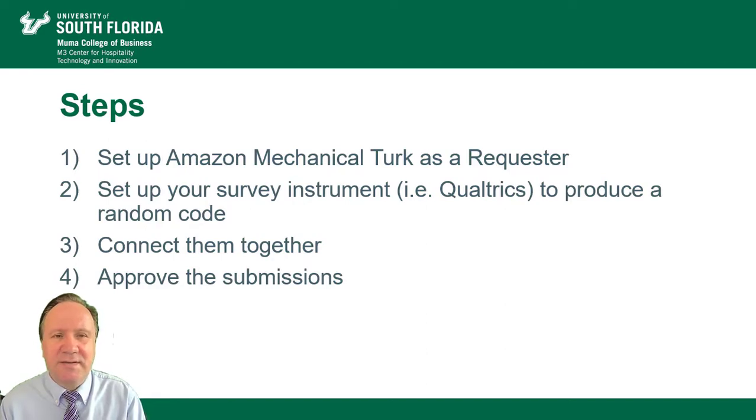The second step is that you have to set up your survey instrument. Obviously, you have to have a survey, and if your university requires you to get an IRB, Internal Review Board approval, you have to do that. And also you need to put a random code inside your survey that will only be displayed to the workers when they finish the survey. This is how they can get this code and put it in Amazon Mechanical Turk, and that connects them to you, and then you will also be able to approve if this is the correct code.